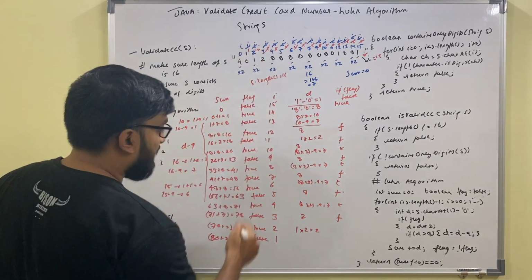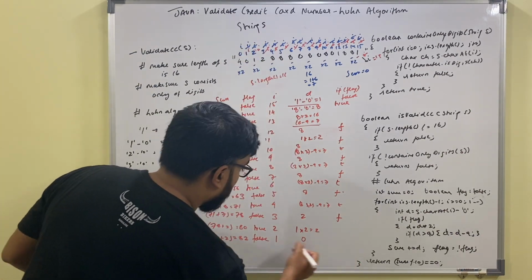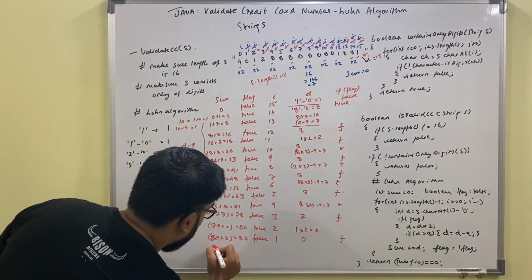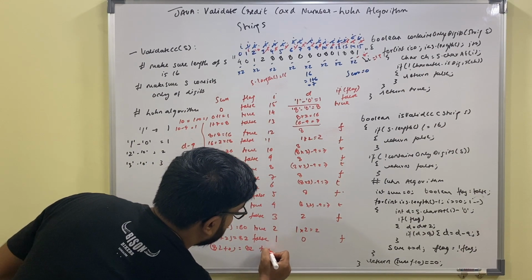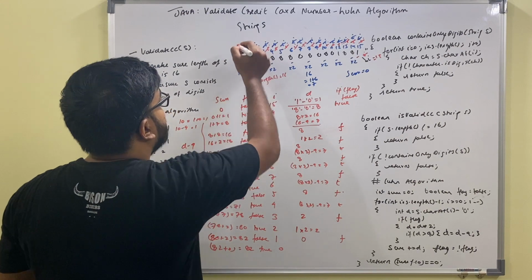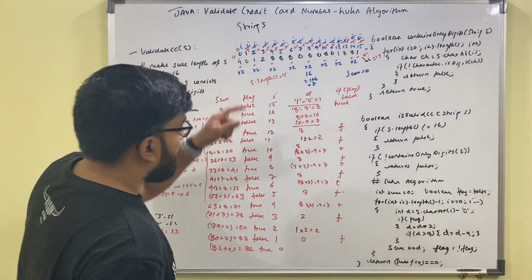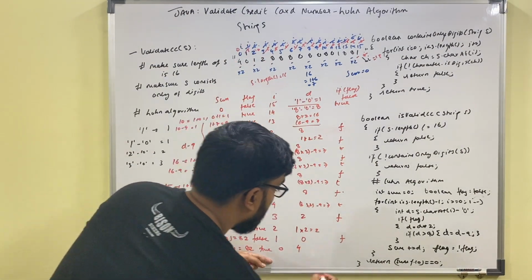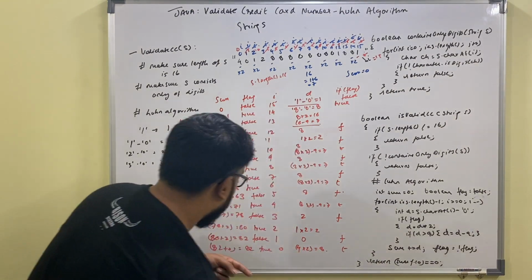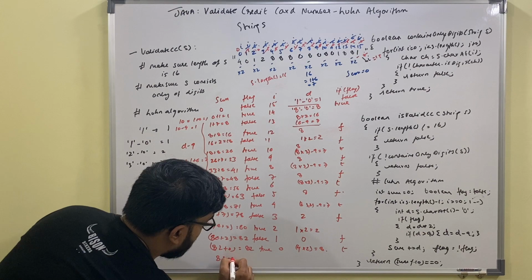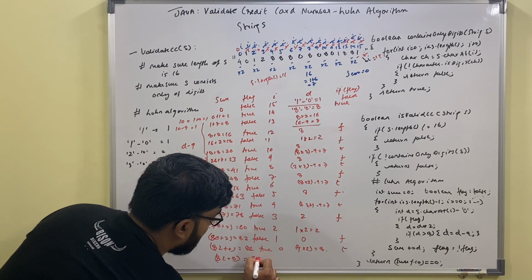At 1, D is 0, so this is false. We add 0. 82 plus 0 is 82. This becomes true. Next index is 0. D is 4. Since this is true, 4 into 2 is 8. We add 8 to 82. 82 plus 8 is 90.